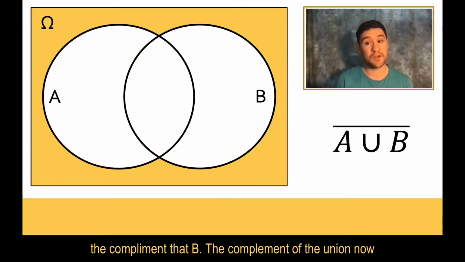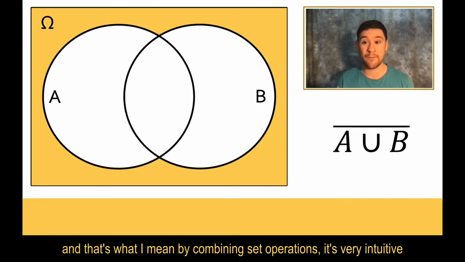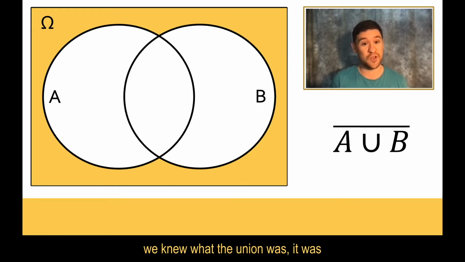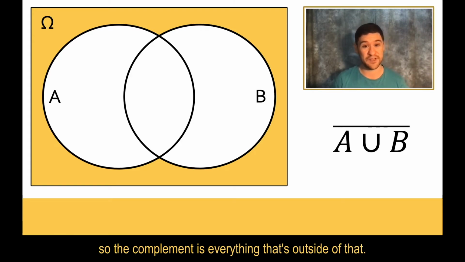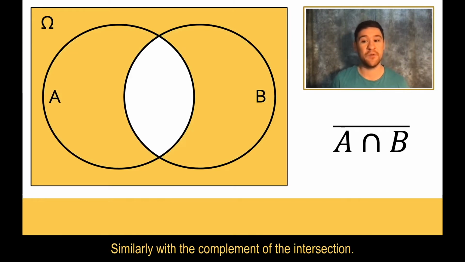The complement of the union: that's what I mean by combining set operations. It's very intuitive. We knew what the union was. It was everything in both the A and B circles. So the complement is everything that's outside of that. Similarly with the complement of the intersection.